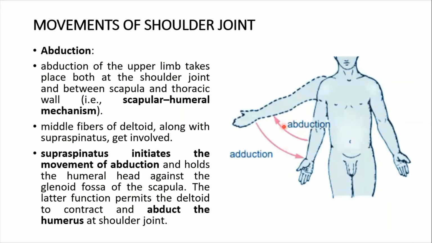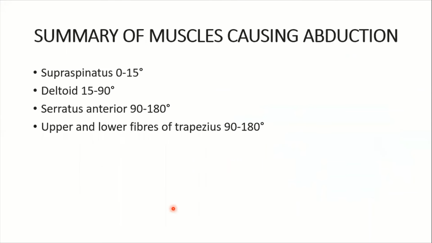Now the abduction and adduction, very interesting, this mechanism and this abduction process, right? A lot of muscles and ranges involved. Abduction of the upper limb takes place both at the shoulder joint and between the scapula and thoracic wall. That is the scapular-humeral mechanism. Middle fibers of the deltoid along with supraspinatus get involved, right? So supraspinatus initiates abduction movement, 0 to 15 degrees, and holds the humeral head against the glenoid fossa of the scapula. The latter function permits the deltoid to contract and abduct the humerus at the shoulder joint.